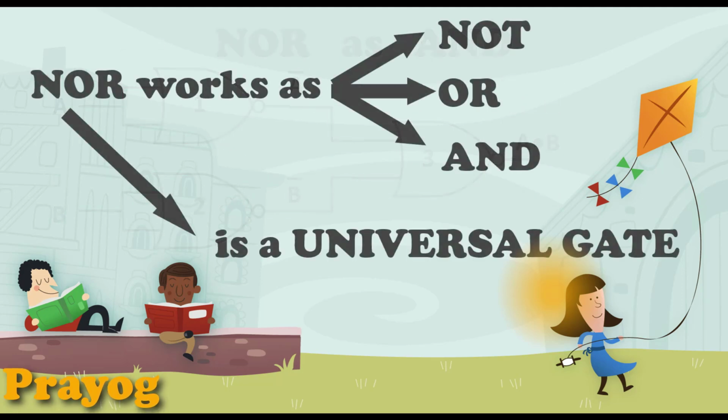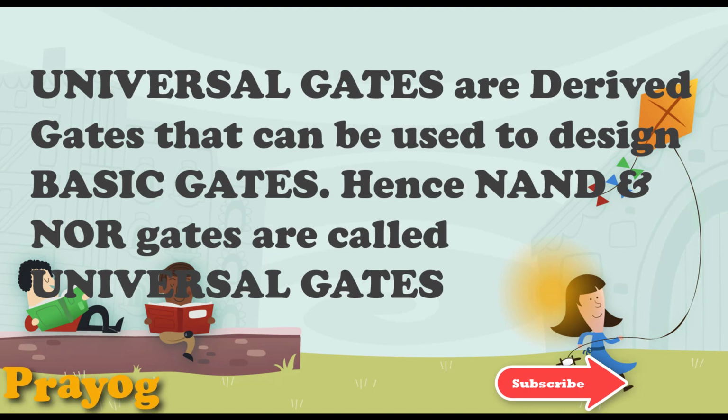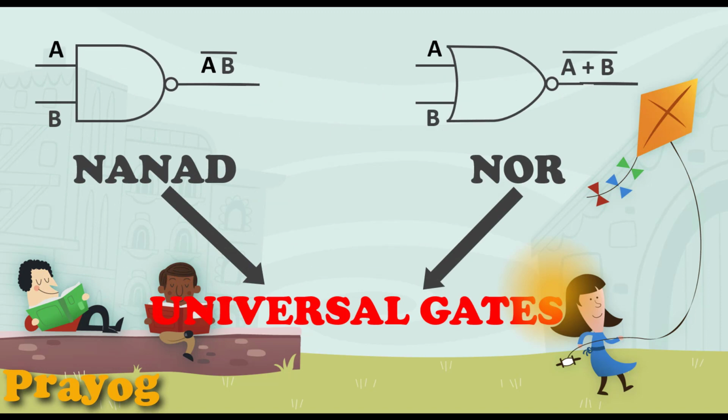So it is being proved that NOR is working as NOT gate, OR gate, as well as AND gate. Hence it can be considered as universal gate. Let us define universal gates now. Universal gates are derived gates that can be used to design basic gates. And we have proved that NAND and NOR gates can be used to design basic gates AND, OR and NOT. Hence they are called universal gates.